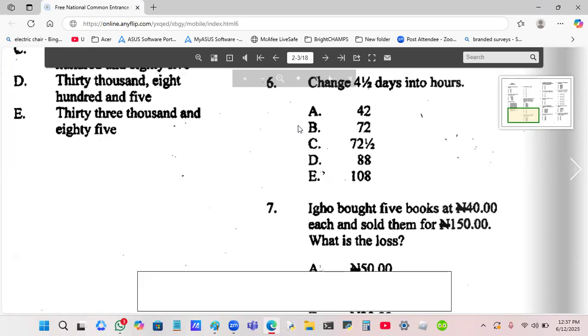Okay, number 7. Igbo bought 5 books at 40 naira each and sold them for 150 naira. What is the loss? So cost price equals 40 naira.